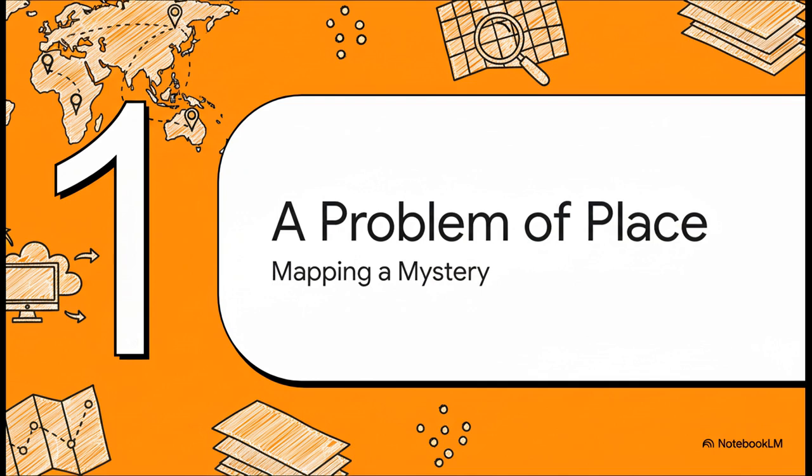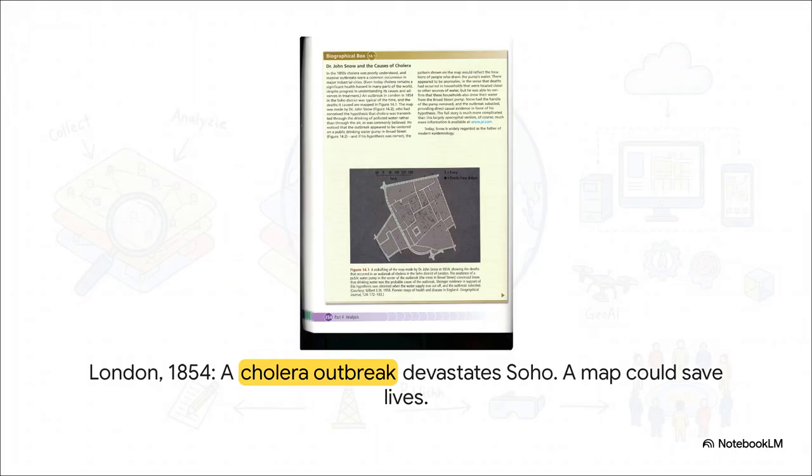But to really get a feel for the power of GIS, we're not going to start with some dry technical definition. Nope. We're going to go back in time to a life or death mystery that was actually solved by thinking spatially. So, picture this. It's London, 1854, and a terrifying cholera outbreak is just ripping through the Soho district. Now, at the time, everyone thought the disease was spreading through bad air. But one doctor, a man named John Snow, he just wasn't buying it.